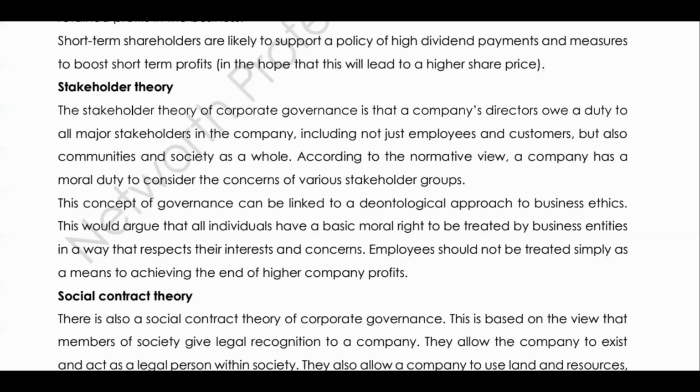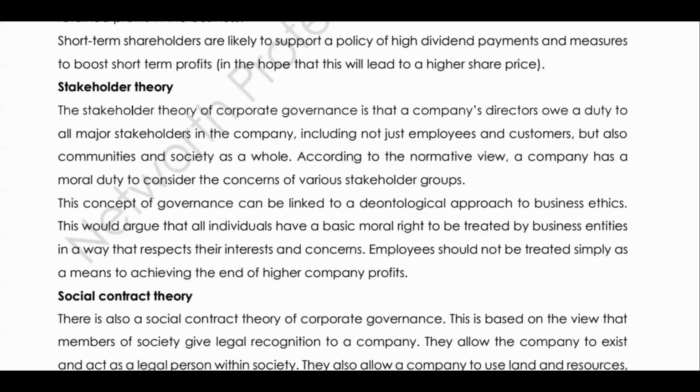So, stakeholder theory is key because as a director in a company or as a finance manager in a company, it is expected that your duty, your obligation is not just to the shareholders, but also to all stakeholders. That's what the stakeholder theory is about. Your obligation is not just to shareholders, it's also to all the stakeholders.